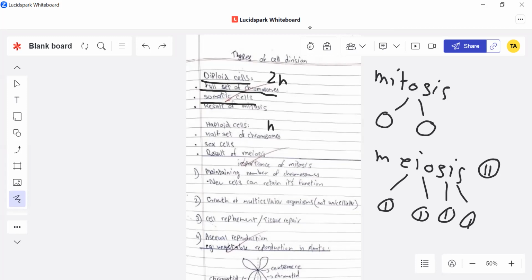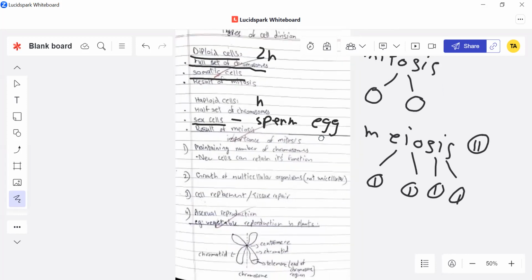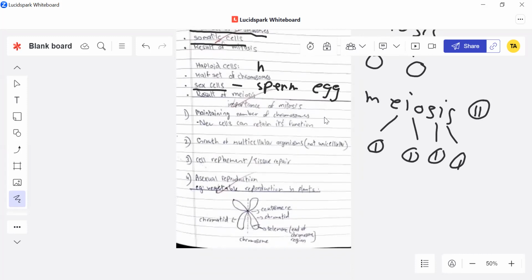So meiosis happens in sex cells. What are sex cells? The cells that are called sperm and egg cells. So sperm and egg cells are sex cells, and meiosis is the division which is involved in sex cells. Right, so first I'll do mitosis and then I'll do meiosis.